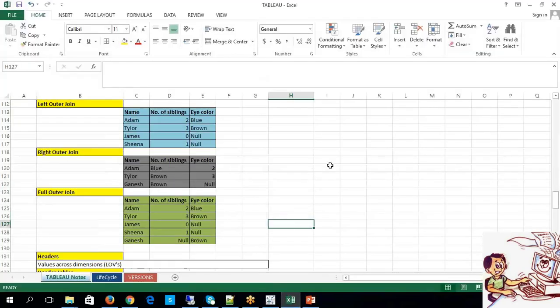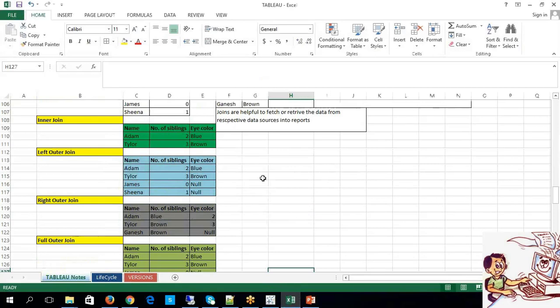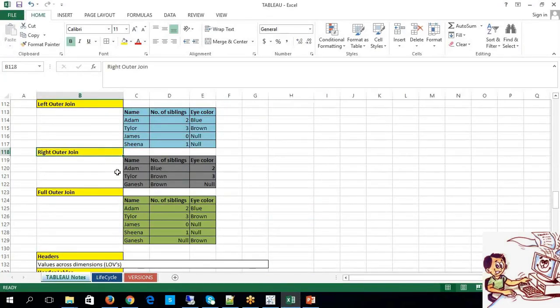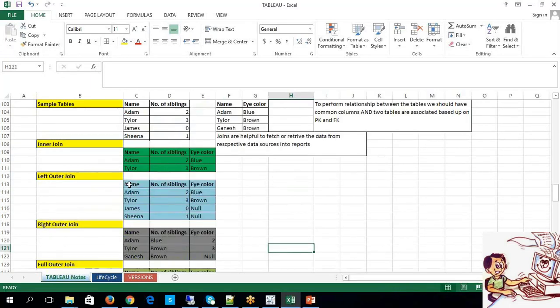Now, in the same example, if I go ahead with the right outer join, what could be the behavior? It is quite opposite to left outer join. Left outer join retrieves the whole data of the left side table along with the common values of common columns. In case you don't have matching data, it gives null values. Right outer join is quite opposite to this.